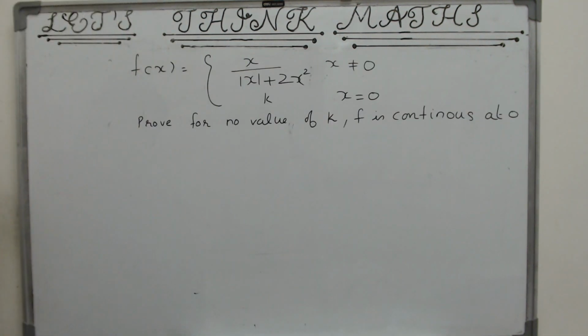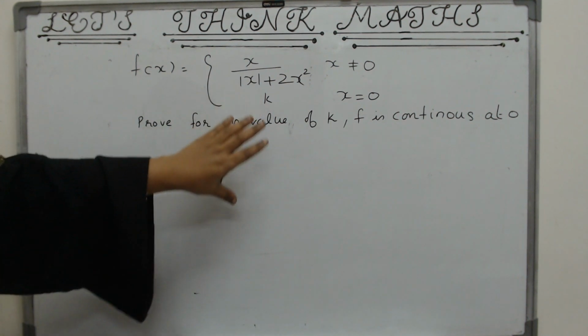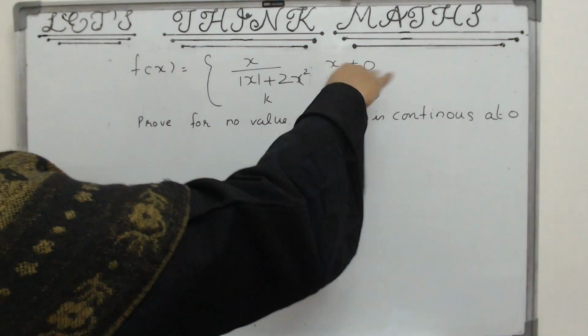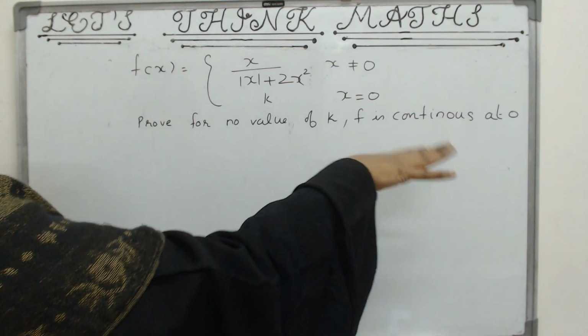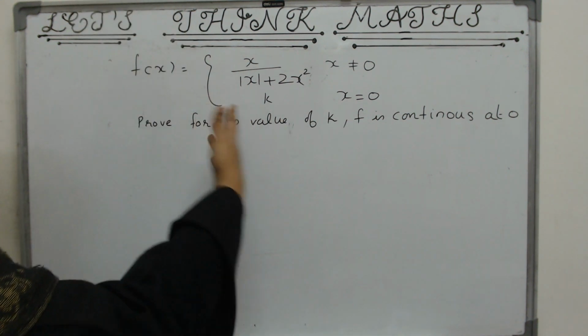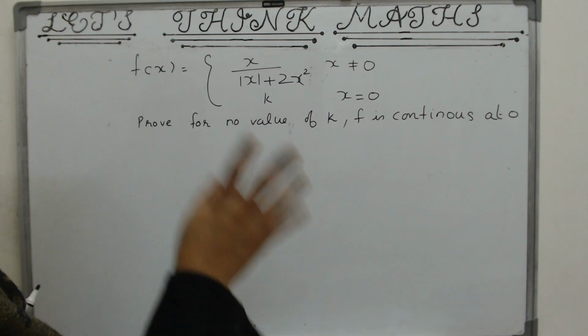Now we have done so many questions finding a value for the variable so that this f(x) will turn out to be continuous at the point where the function experiences a split, right? So now we will take a counter example. Now we will prove that whatever your value of k is, 100, 200, 1, 3, it will never be continuous at 0.